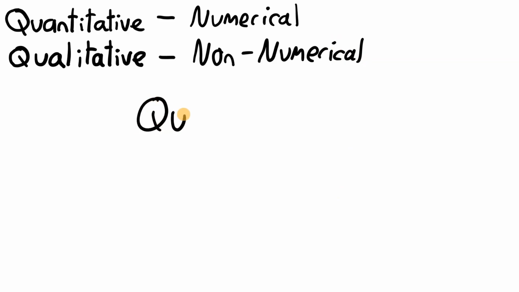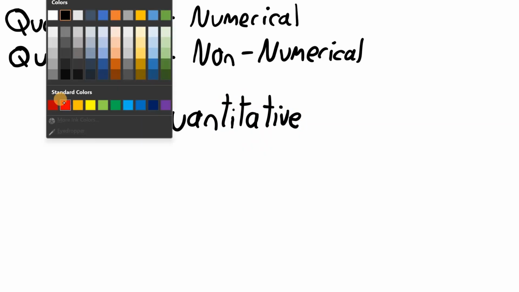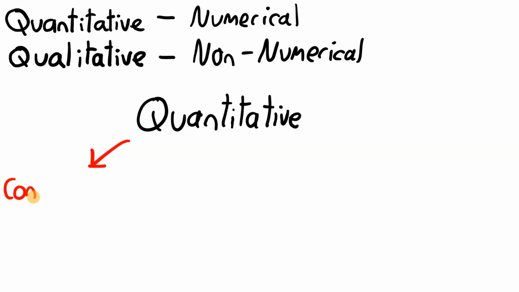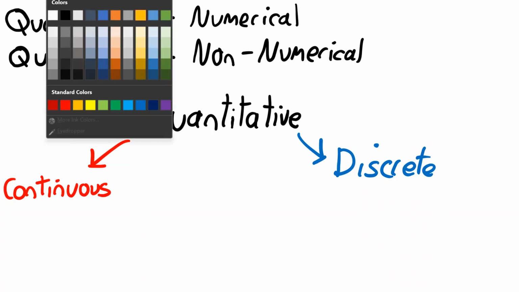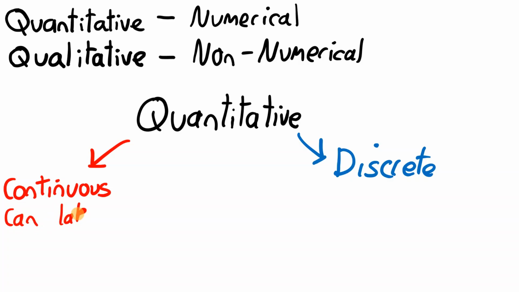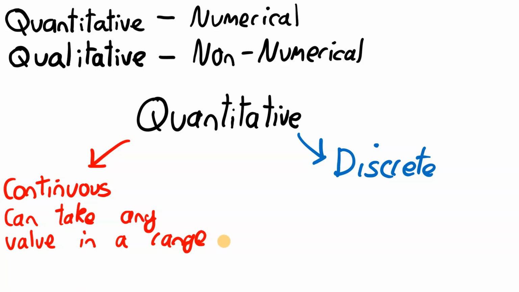Now, furthermore, quantitative data, so this is numerical data, can be split up into 2 different types. It can either be continuous or it can be discrete. Continuous data can take any value in a range. So, for example, if we consider a person's height, this can take any value in a particular range. Obviously, a person can't be 50 meters tall, but within a specific range, it can take any value. So it can be a decimal, it can be however specific you want.